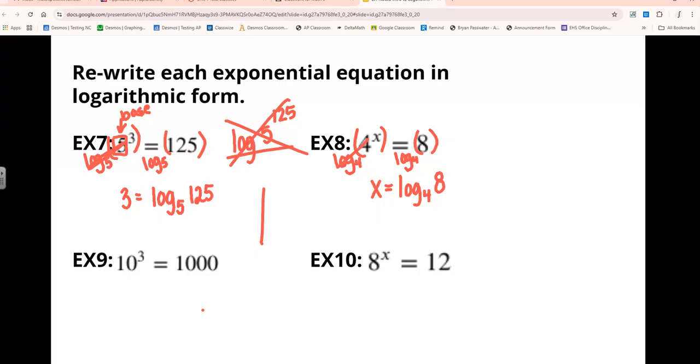Okay. Hunter, what's my base on number 9? It's 10. So if I want to get rid of a base with a 10, I'm going to do log base 10 of this side. It's just going to leave me with the exponent, which is 3. Over here, I will do log base 10 of 1,000, and I will write it like this.